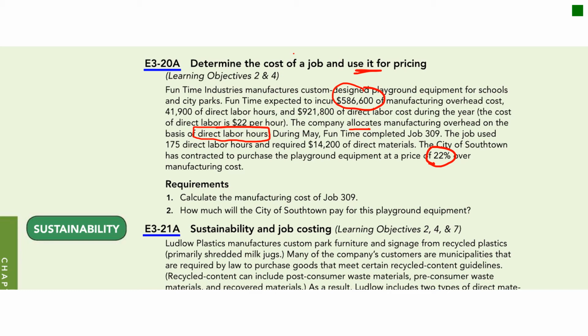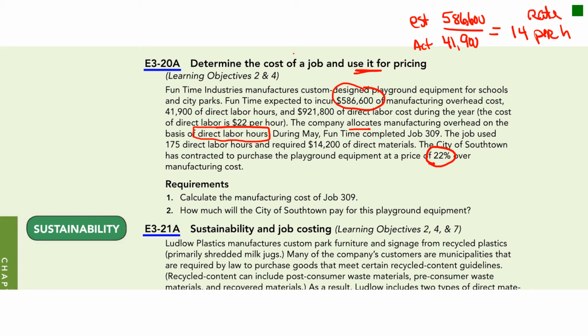So we need a rate. I'm going to get the overhead rate by taking 586,600. There's your estimated overhead cost essentially. The activity that we're going to be using is based on direct labor hours, which is 41,900. So what you essentially have to do then is divide, and you're going to get this right at $14 per hour as your overhead rate.